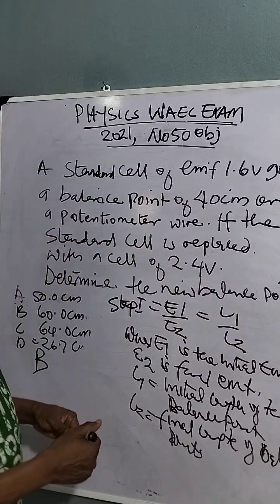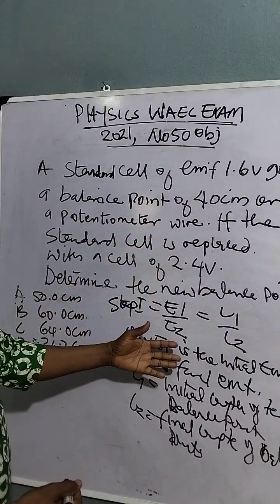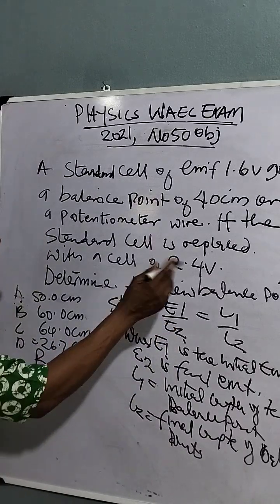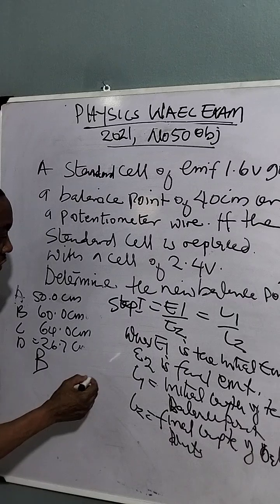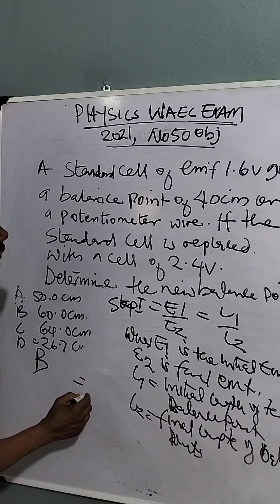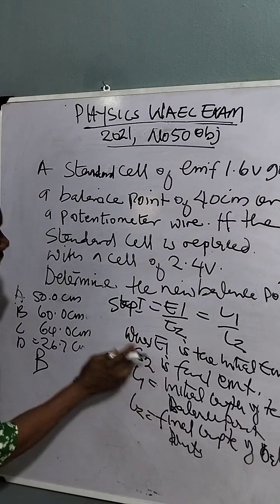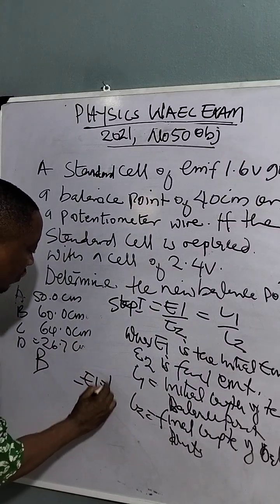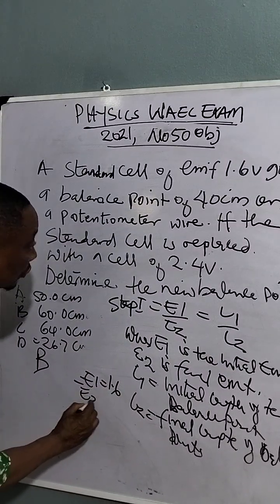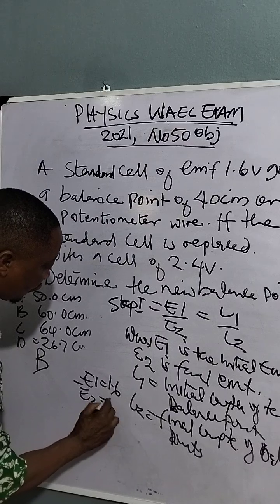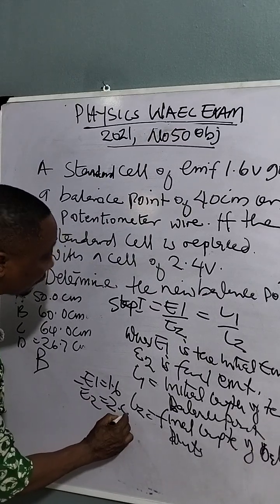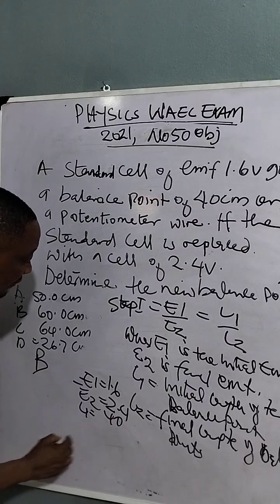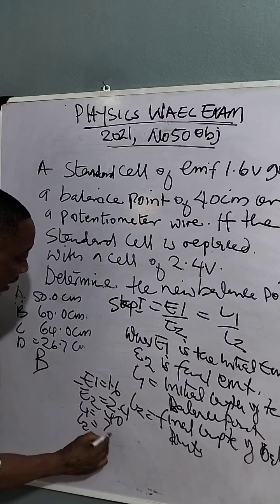So we are going to substitute these values into this formula. E1 is the EMF, 1.6. E1 equals 1.6, and E2 equals 2.4, all in volts. L1 is 40, that one is given, and L2 is not given. That's what you are asked to calculate.